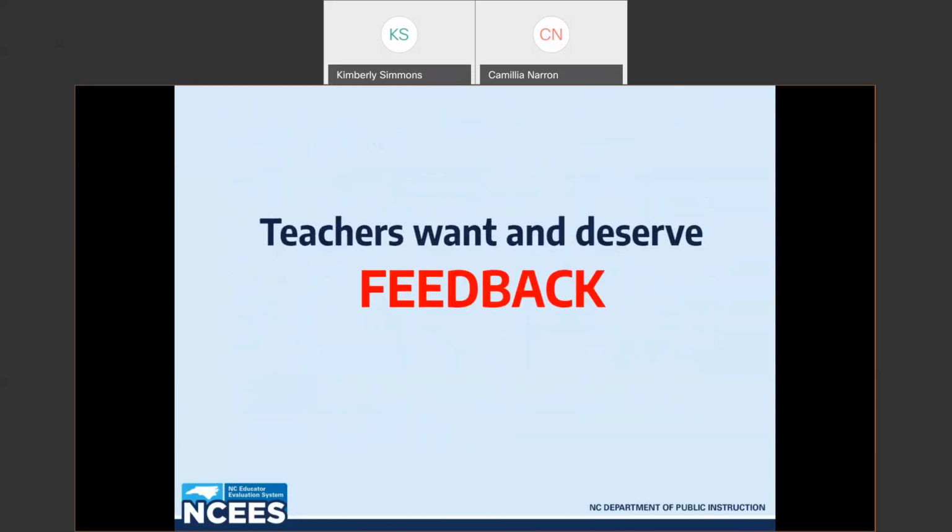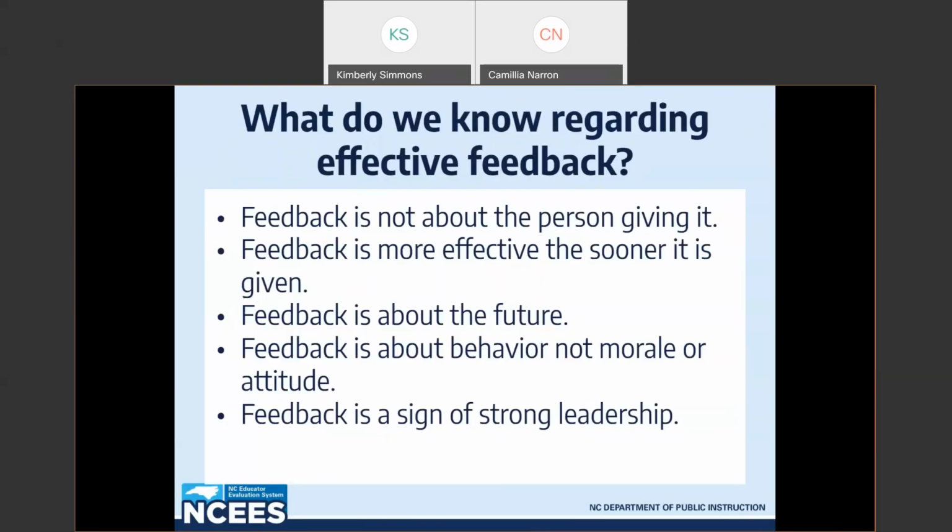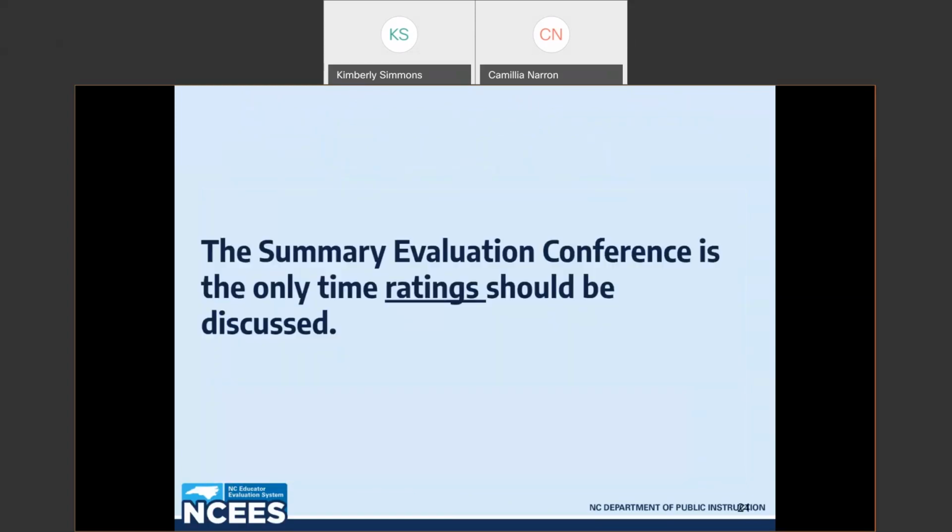Teachers want and deserve feedback. And what do we know regarding effective feedback? We know that feedback is not about the person giving it. Even though it's so easy a lot of the time to share our own stories and to provide lessons that we've learned that we don't want the people that we're caring about or the people that we're coaching to have to experience, we have to remember that feedback is about listening. And feedback is more effective the sooner that it is given. Also, feedback is about the future. And feedback is about behavior, not morale or attitude. And feedback is also a sign of strong leadership. The Summary Evaluation Conference is also the only time that ratings should be discussed.